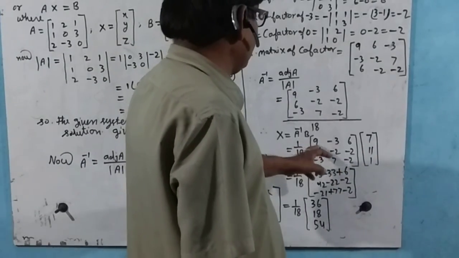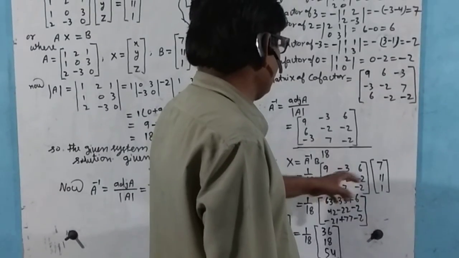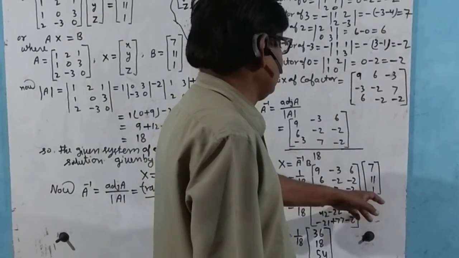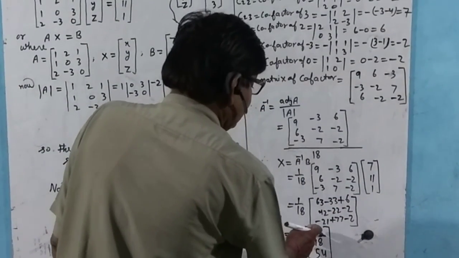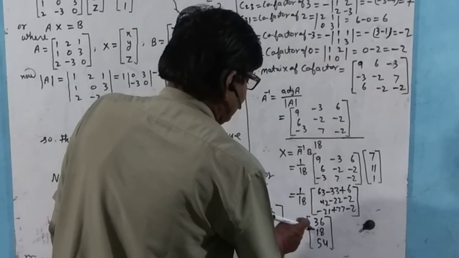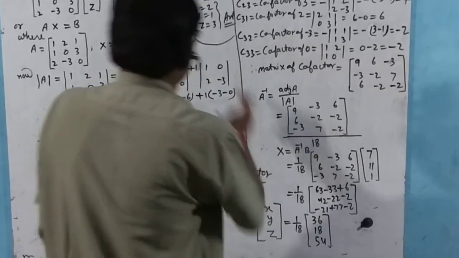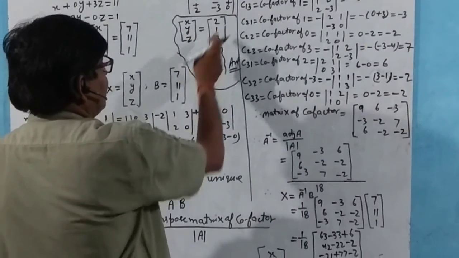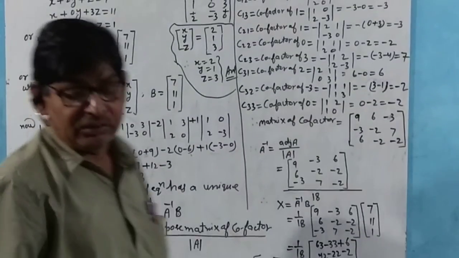In this case, now we apply the row by column method of multiplication. This is a 3 cross 3 and 3 cross 1 multiplication, so you will get this. After solving, we get 36, 18 and this, and multiplying by 1 by 18, that is 2, 1 and 3. So x, y, z is equal to 2, 1, 3, that is x equal to 2, y equal to 1, and z equal to 3. This is our answer.